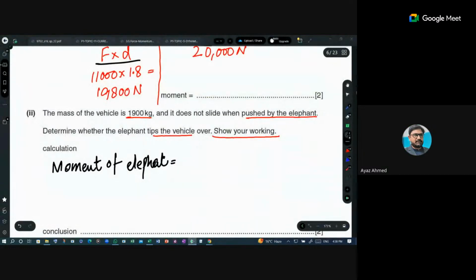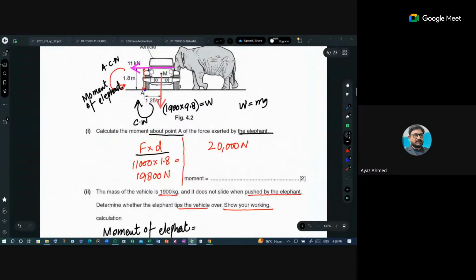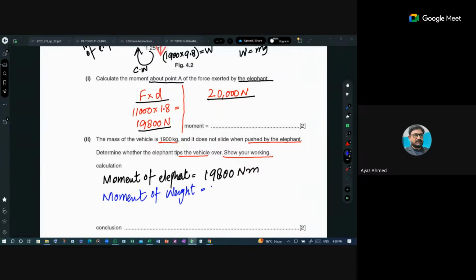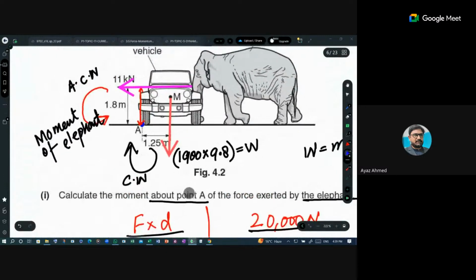Sorry. Oh, no problem. So we were saying that when you were in the class, we calculated the moment of the elephant. So what was the moment of the elephant? The moment of the elephant was 19,800 Newton meter, and we can calculate the moment of the weight of the car. Moment of weight is equal to m into g into, what distance should I write for the weight, from here?